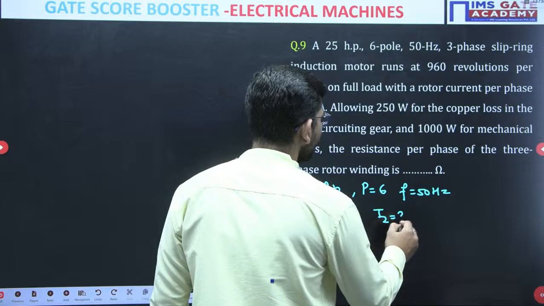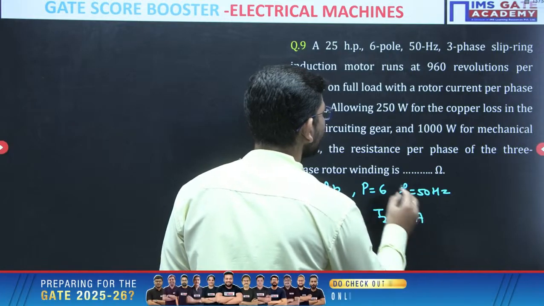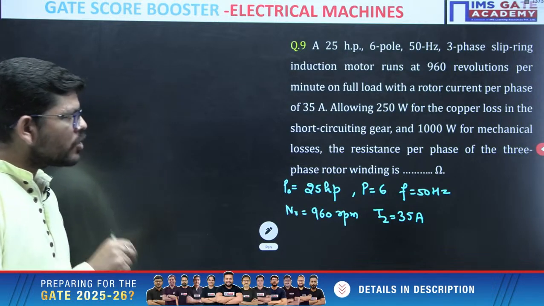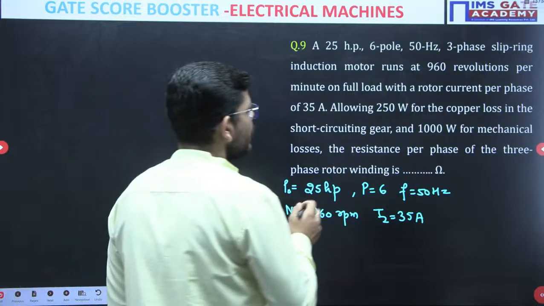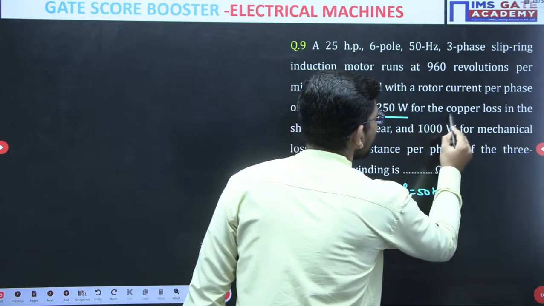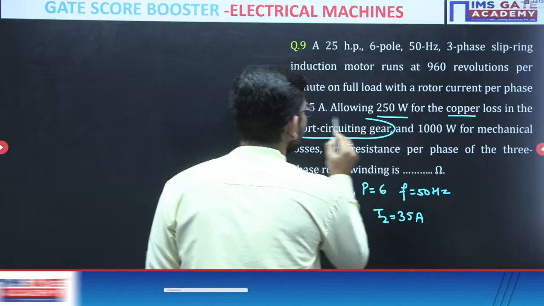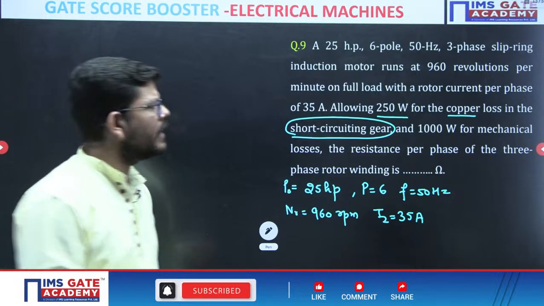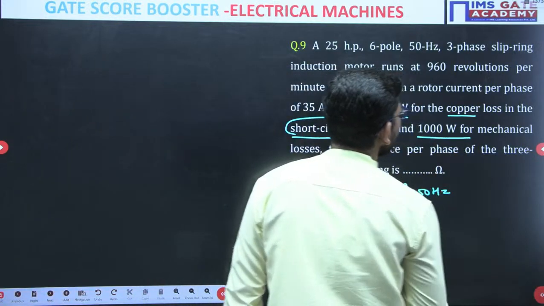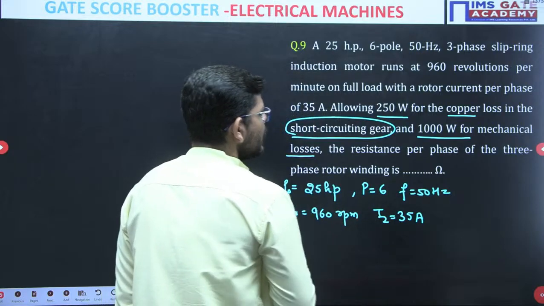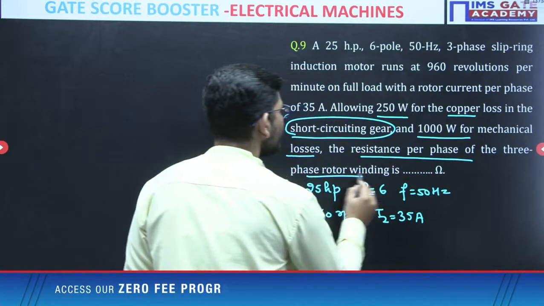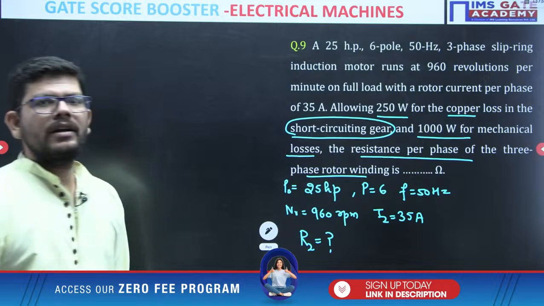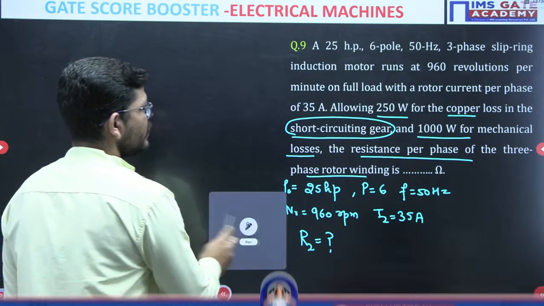Wow. So I2, the rotor current per phase, is also given to us, allowing 250 watt for the copper losses in the short circuiting gear. Now see it, allowing 250 watt for the copper losses in the short circuiting gear. These copper losses are the additional losses that are happening in the short circuiting gear, right? And 1000 watt for mechanical losses. The resistance per phase of the 3-phase rotor winding, we have to calculate what is going to be the resistance.